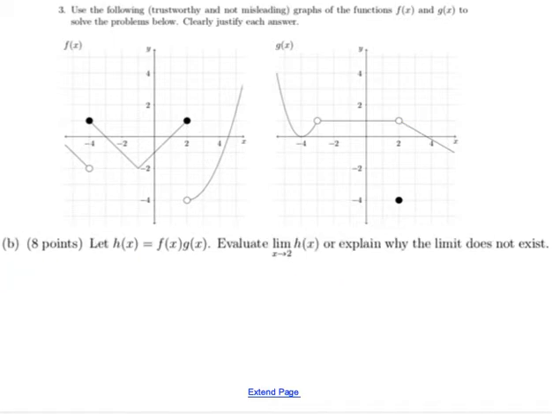This one. Evaluate the limit of h of x or explain why the limit does not exist. So we're going to do the same thing. So our limit as x approaches 2 from the left, and we're doing f of x times g of x. So you can write h of x right now if you want. I'm just going to skip to f of x. And then I'm going to go ahead and find my limits from the left and the right. So f of x at 2 from the left. Here's f. So from the 2 from the left, we get 1 times my limit as we approach 2 from the left of g would be 1. That gives me 1. Questions on my left?